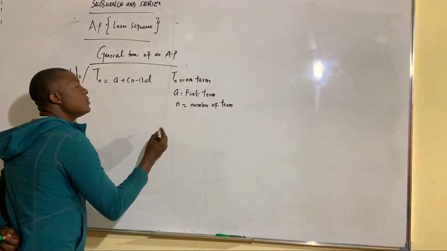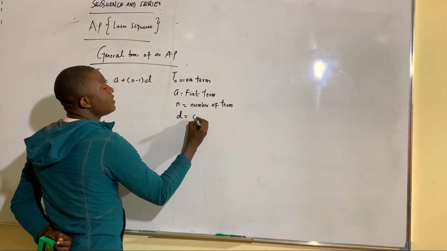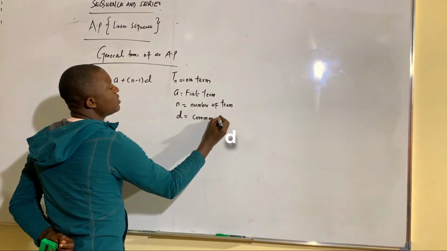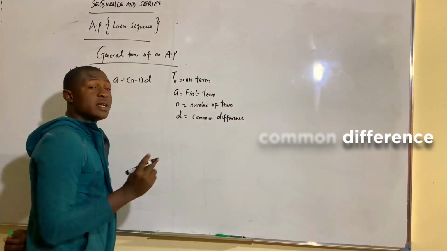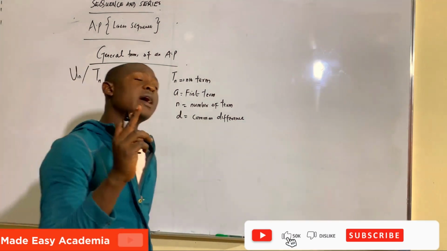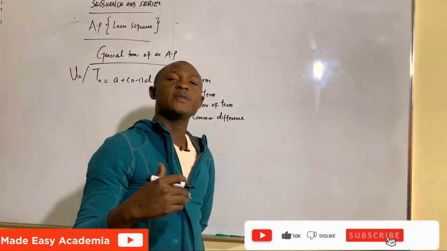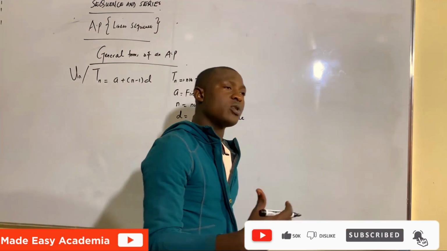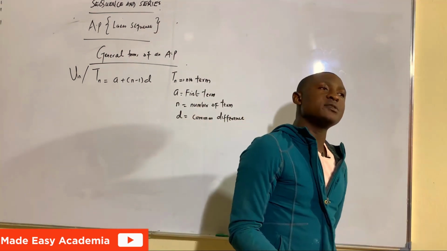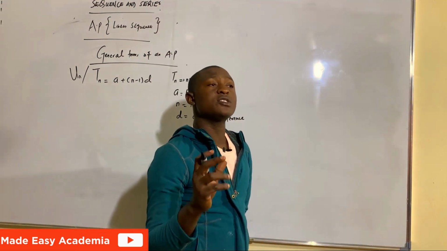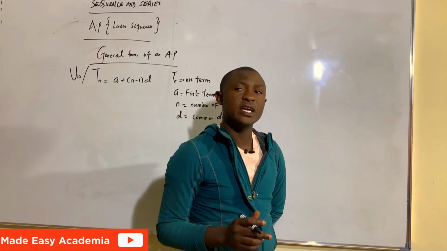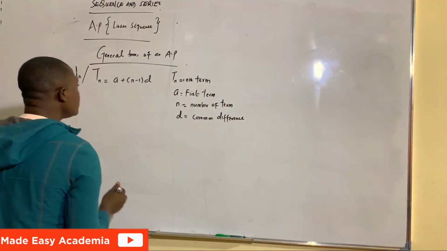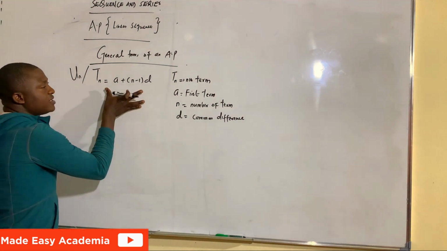Now, the d that we have here simply means the common difference. I told you earlier that for a sequence to be an arithmetic progression, we expect the terms to have the same difference. But if you check and discover that the terms don't have the same difference, then the sequence is not a linear progression. So let's explain how we can make use of this.